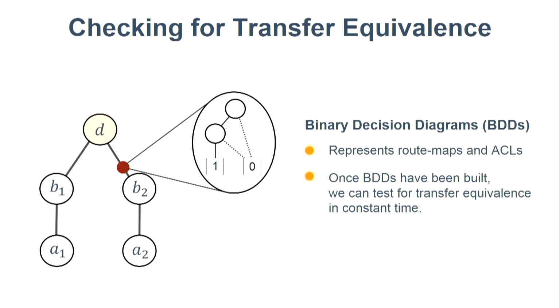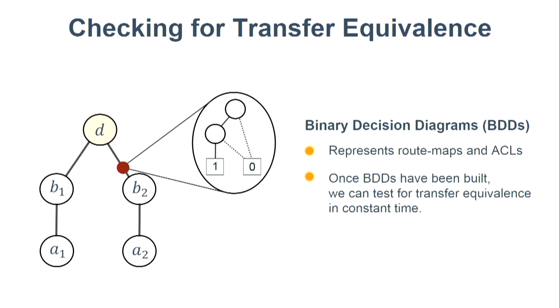To set things up, the first thing we do when running the algorithm is we take the configurations and we transform all of the processing into BDDs, binary decision diagrams. The reason we do this is because once we've translated all the functions into BDDs, we have a very quick test to be able to determine when two transformation functions are equal. And so this allows us to have a constant time test for this transfer equivalence property that we need to check for.